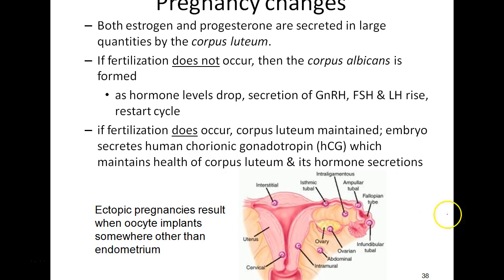It's noteworthy on the bottom part that ectopic pregnancies can sometimes result. This would be where the fertilized oocyte implants in the uterine tubes. That's an unfortunate situation because that fertilized zygote should be implanting in the uterus. And so the extraction of that fertilized oocyte in the uterine tubes is an unfortunate surgical procedure.